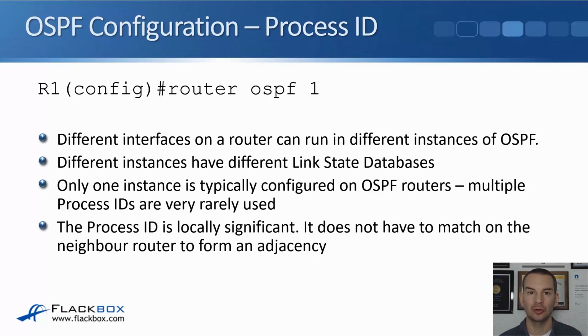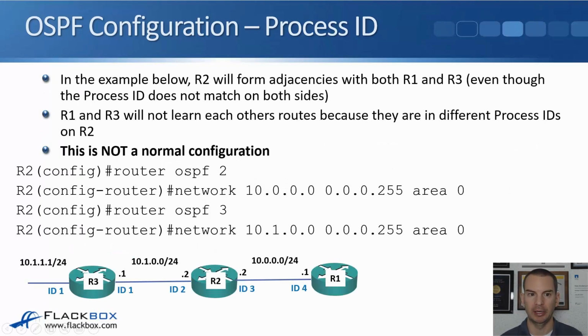The process ID is locally significant, meaning it does not have to match on the neighbor router for them to form an adjacency. You'll see what I mean about that coming up on the next slide. In the example below, we've got three routers, R1, R2, and R3, with R2 in the middle. On R3, both interfaces have been put in process ID 1. On R2, the left-hand interface is in process ID 2, the right-hand interface is in process 3. And on R1, its left-hand interface is in process 4.